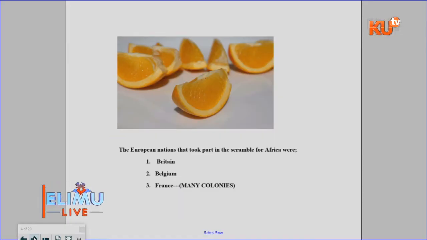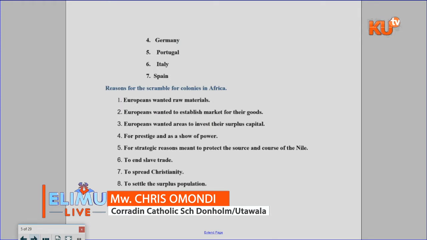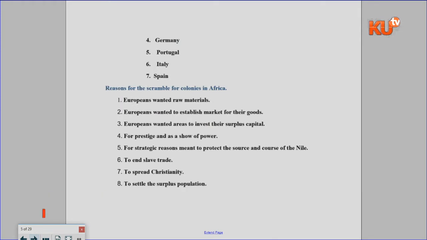Check the European nations that took part in the scramble for Africa. One, we have Britain. Two, Belgium. Three, France, and I said earlier that France took many colonies. Then we have Germany, Portugal, Italy, and Spain. Those are some of the European nations that took part in the scramble and partition.